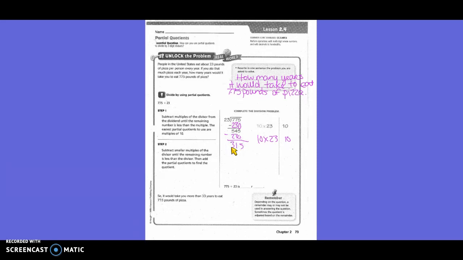Can I do my 230 again? Yep. So 10 times 23. So 10 times 23, right? Is what? 230. So 5 minus 0 is 5. Make this 1 and 11 and make this 3 2. So 11 minus 3 is 8.